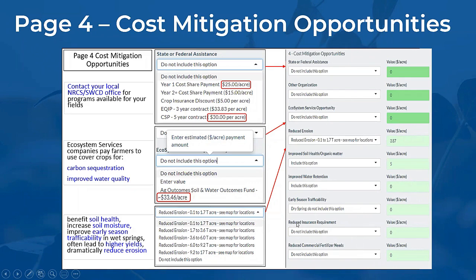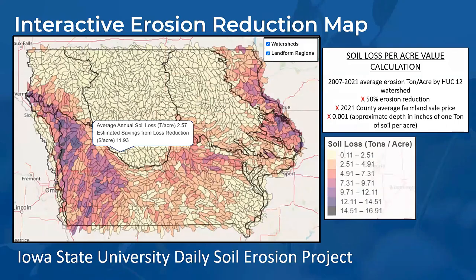What's more unique for the tool is that it allows us to estimate the impact of cover crop on erosion and specifically quantify this in dollars per acre value. And that's what Josh McDanel developed. He created the long-term average erosion map across Iowa, and this is from the Iowa State University Daily Soil Erosion Project.